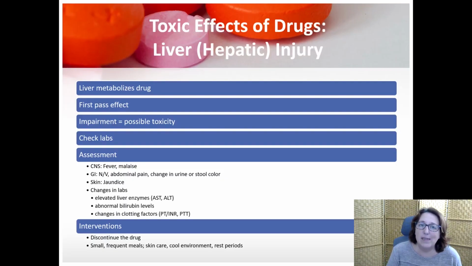Interventions, in most cases, we'll need to discontinue the drug because we only have one liver. We don't need to damage that. We can do small, frequent meals for the GI effects, skin care if they're jaundiced, because a lot of times jaundice can cause itchiness. We can do a cool environment if they have fever, rest periods if they're having malaise.